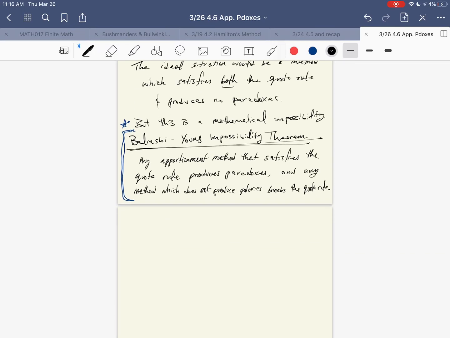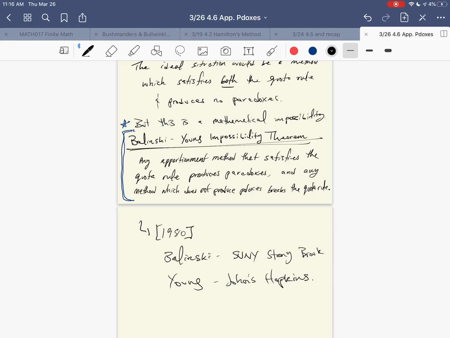So here is the mathematical impossibility. And just a side note, this theorem is from 1980 by a man named Balinski at SUNY Stony Brook and Young at Johns Hopkins.